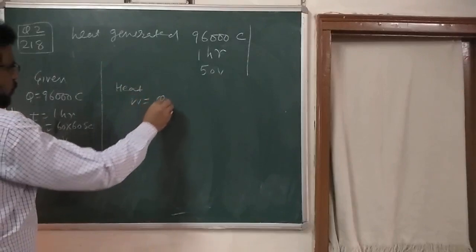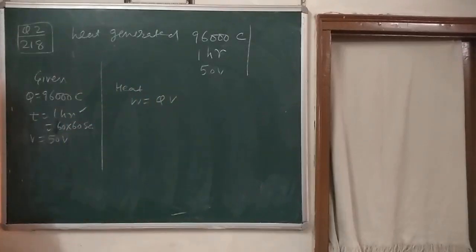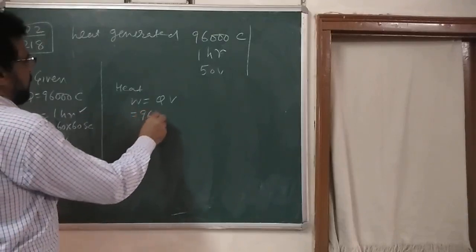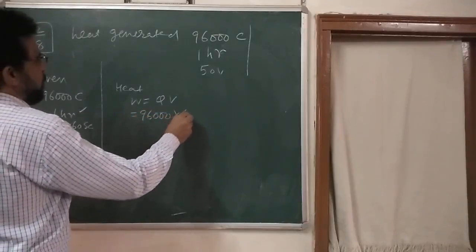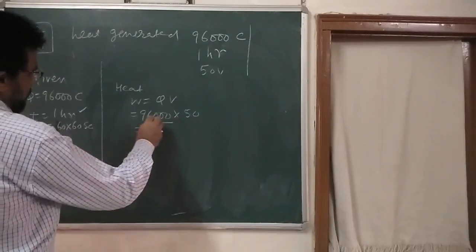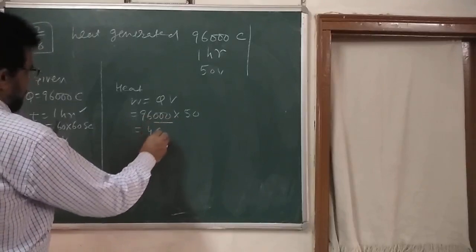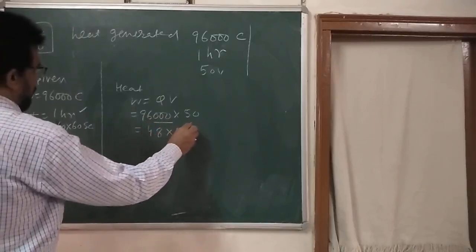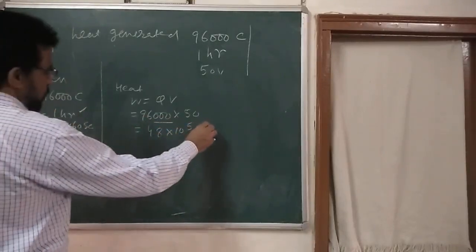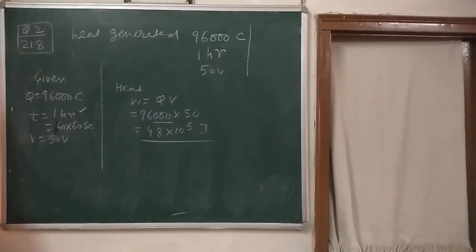Heat generated is W is equal to Q into V. There is no need of time here. Q is 96,000 into 50. Just multiply these two. Now we are getting here 48 into 10 raised to the power 5. What will be the unit of it? That is in joule. So this is the heat generated here.